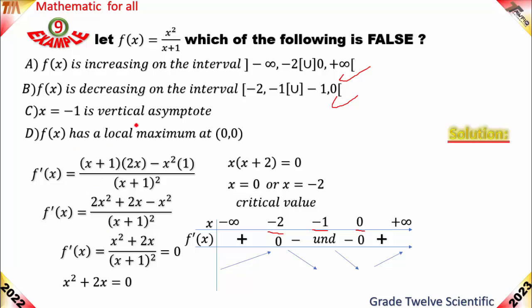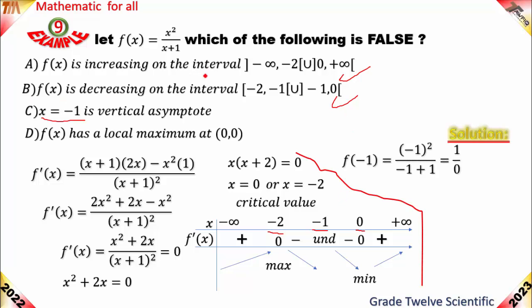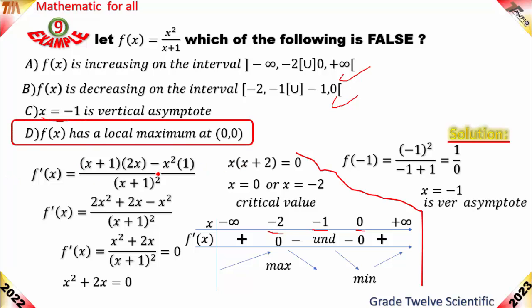And x equal to minus 1 is a vertical asymptote, it is right, because to find the vertical asymptote, only take the denominator and make it equal to 0. x plus 1 is equal to 0. That means it is undefined, and x equal to minus 1 is a vertical asymptote.